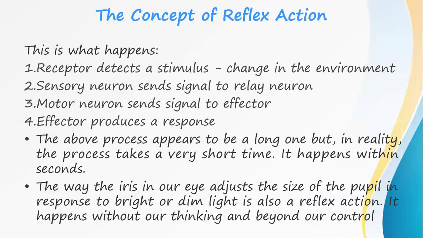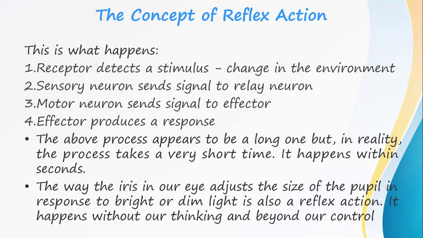Now, this is what happens. The receptor detects a stimulus, that is, a change in the environment. Then the second thing that happens is that the sensory neuron sends the signal to the relay neuron. The relay neuron is the one that relays or delivers the message, the impulses, to the controller, that is, the spinal cord. Then the motor neuron sends a signal to the effector after receiving the message of what has to be done. The effector is the one that produces a response.